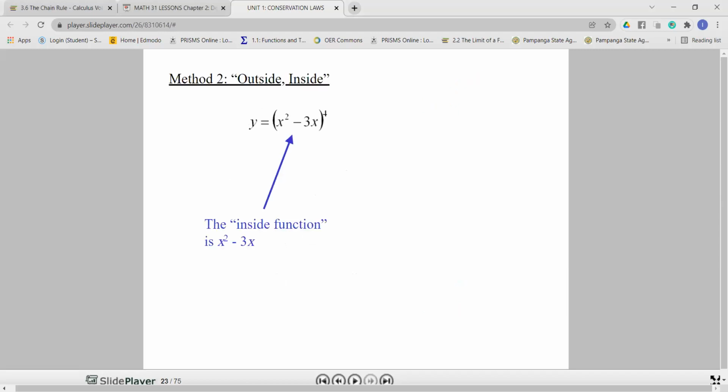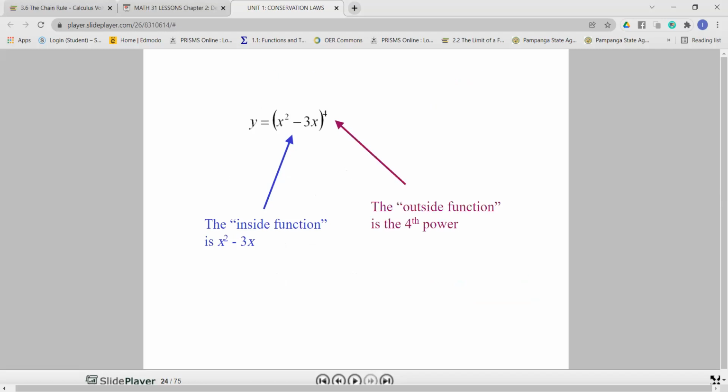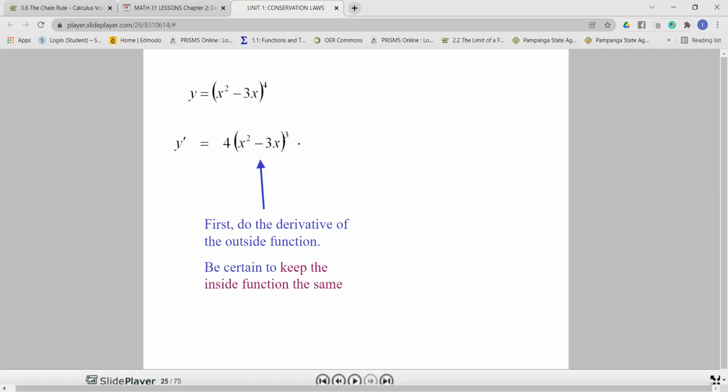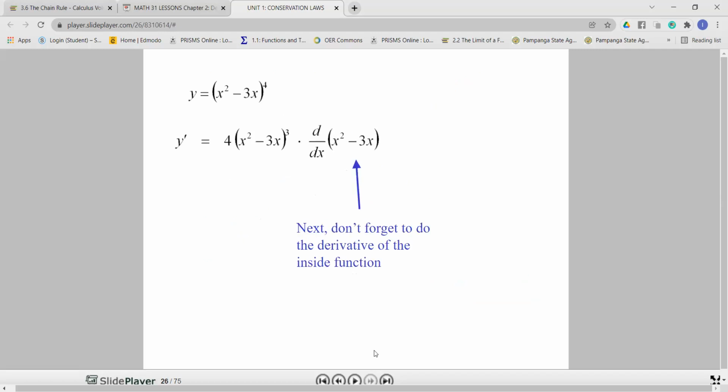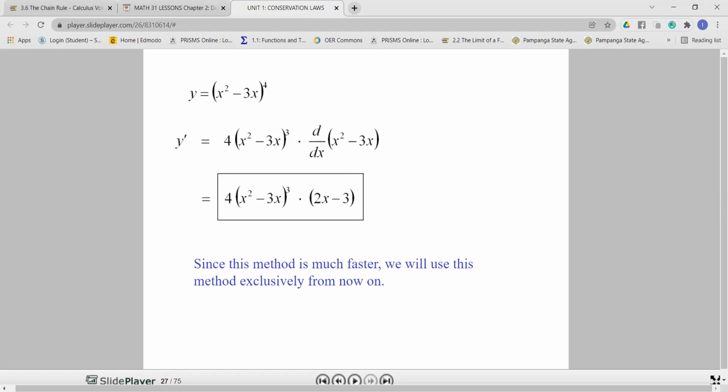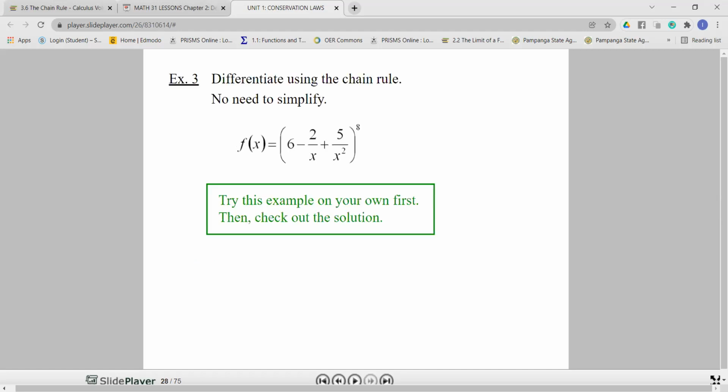Alright. So, like earlier, x squared minus 3x to the 4th. The outside function is the 4th power. Afterwards, the power just moves: x squared minus 3x raised to 3. As we said, the power moves to the front, and you first get the derivative of the outside, so it becomes 4 times x squared minus 3x raised to 3. Then get the derivative of the inside function. The derivative of x squared minus 3x is 2x minus 3. So that's how we use the chain rule.